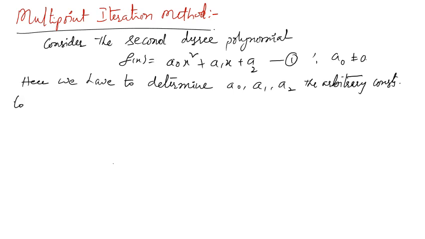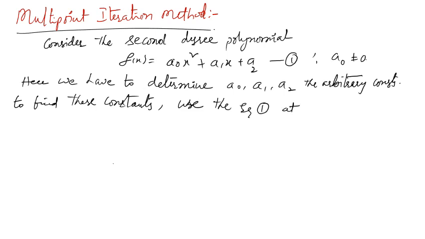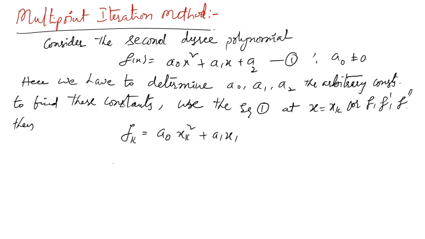To determine these constants, use equation 1 at x equal to xk for f, f dash, f double dash. Then what we have as in Chebyshev method, what is fk? Fk stands for f of xk. So this is a naught xk square plus a1 xk plus a2. Next f dash is 2a naught x plus a1, at xk. This is the next equation. And f double dash is simply 2a naught. That's it. And at xk also, it is a constant.